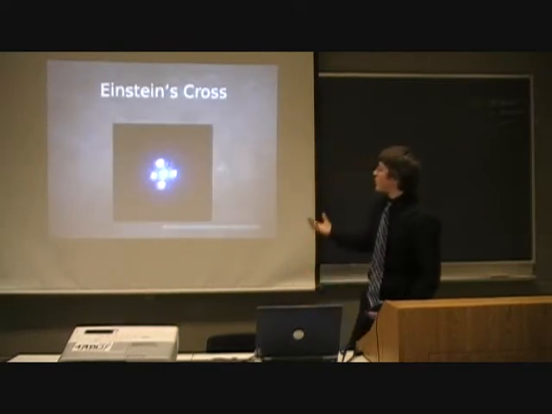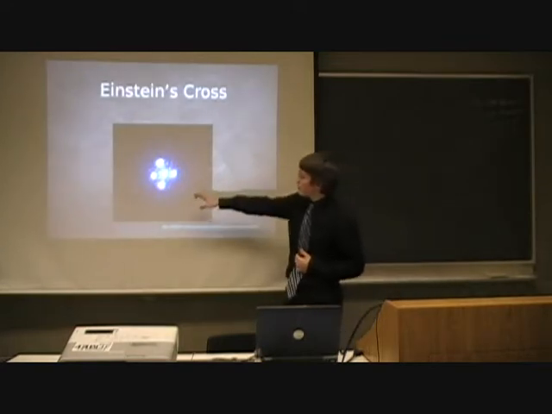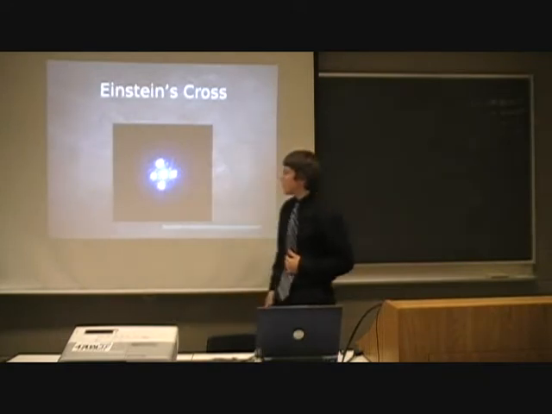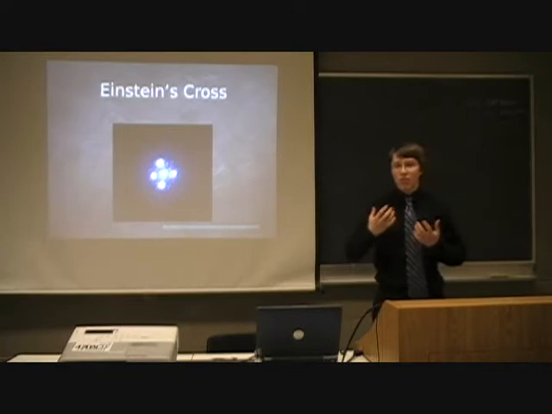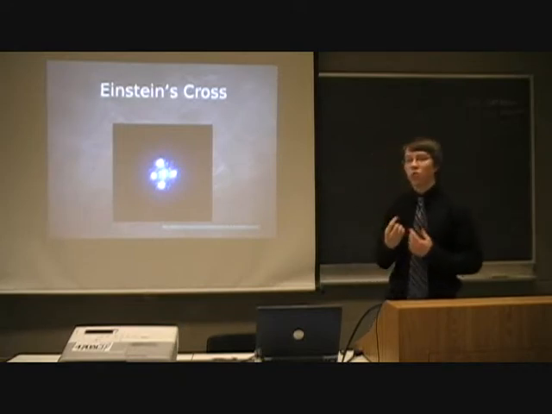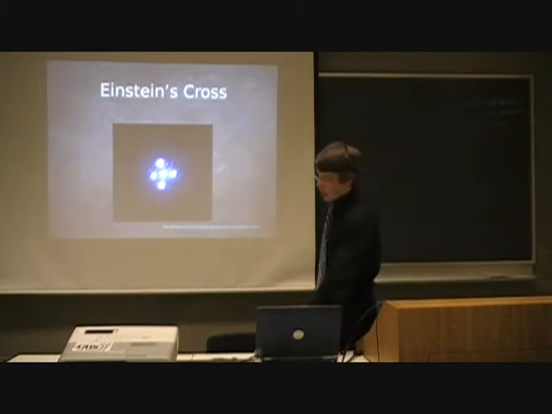One famous instance of gravitational lensing is called Einstein's cross. Again, in the center of this image, we have a galaxy, and the 4 points of light are all images of a single quasar which lies far behind the galaxy.